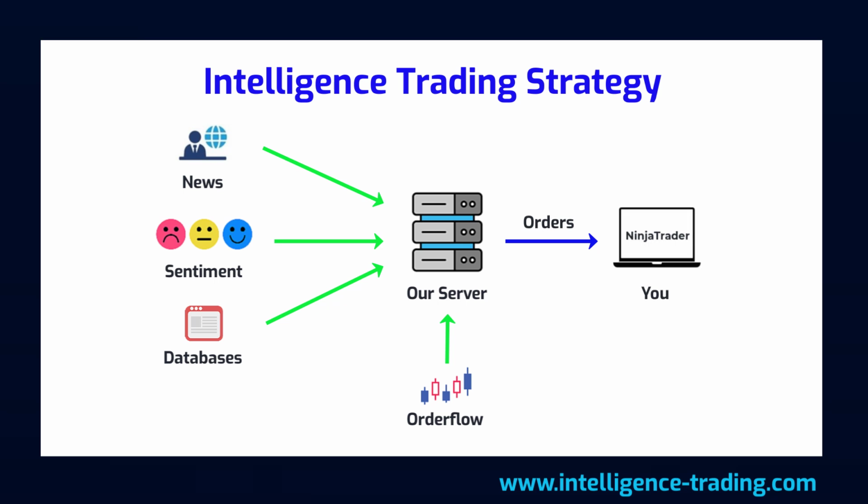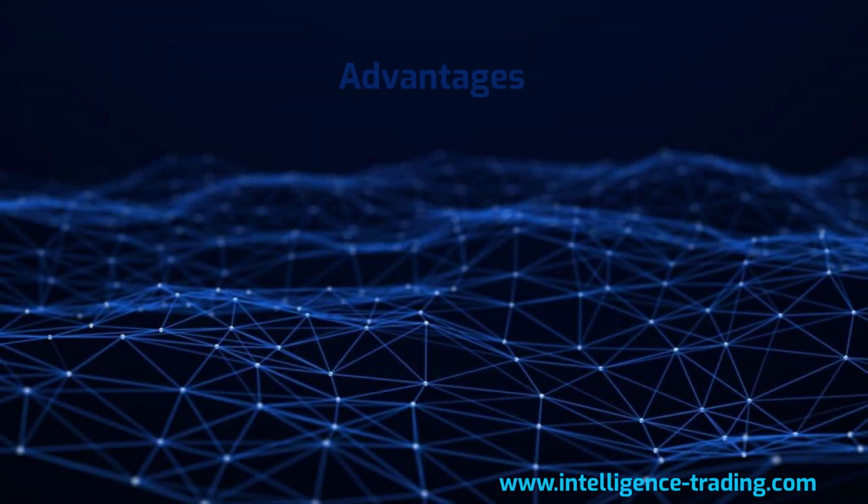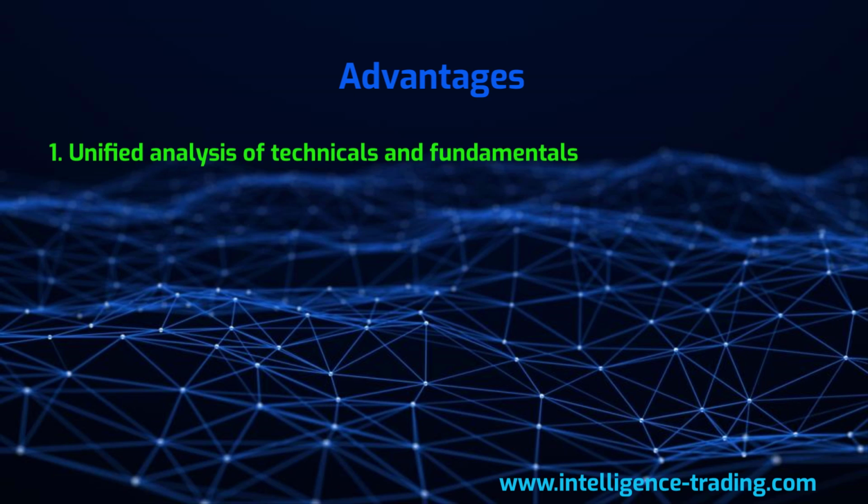So what are the advantages of our dual model? Well, firstly, it enables unified analysis. Because we've combined technicals, that's price and order flow, with fundamentals, that's sentiment and news, we can now opt to take trades only when the two are aligned. In theory, this should yield a better long-term expectancy than blind models which trade on technicals alone.